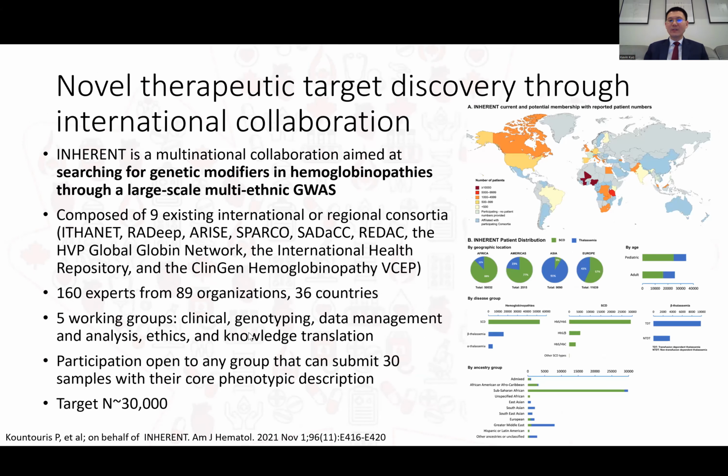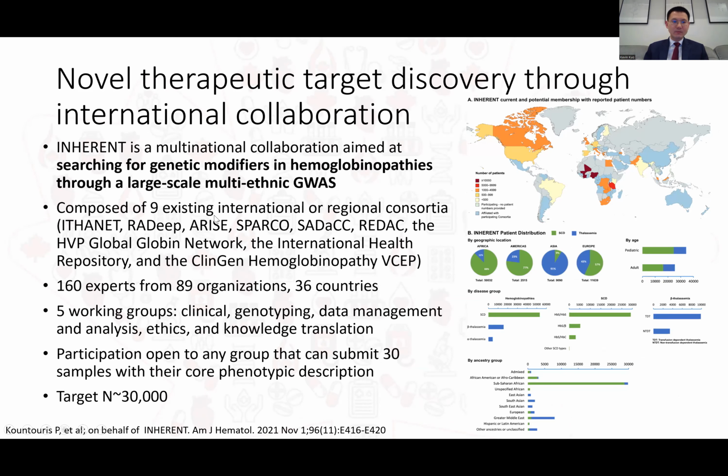The variable success of these novel therapies in the diverse clinical presentations of thalassemia shows us that there are still gaps in our understanding of ineffective erythropoiesis and hemolysis in thalassemia. Therefore, there may be additional genetic modifiers that have yet to be discovered.